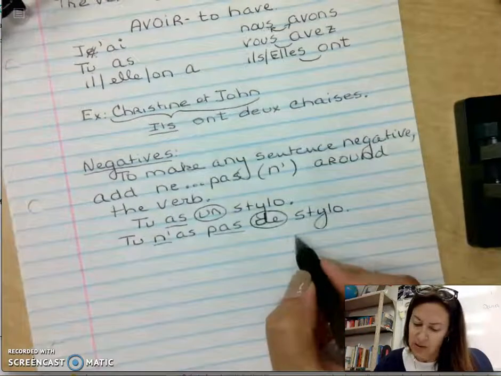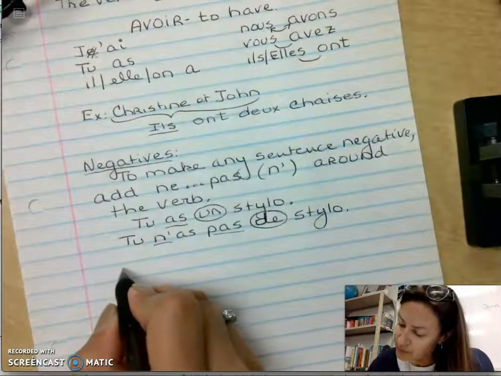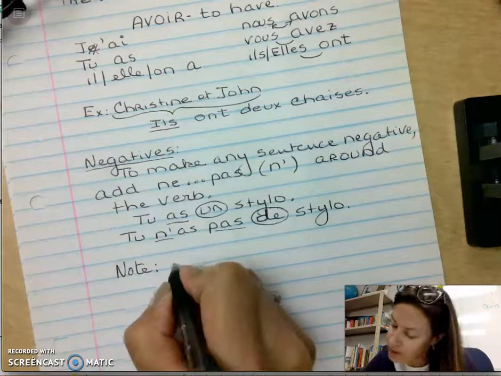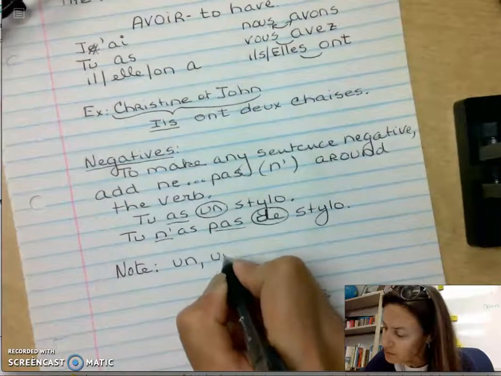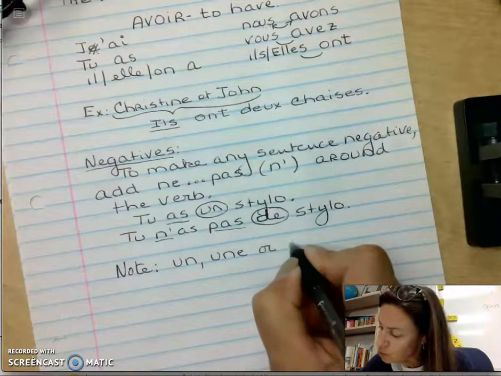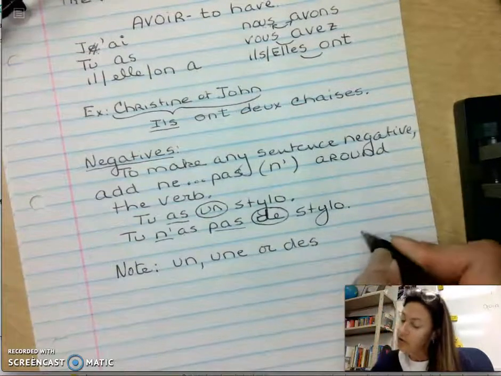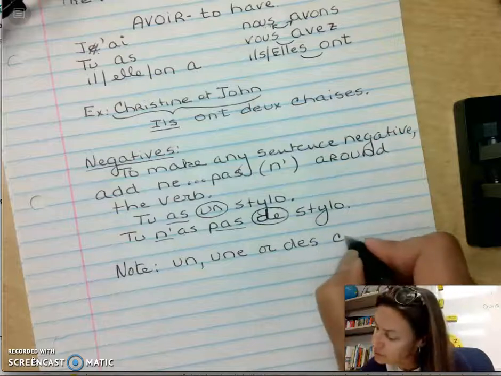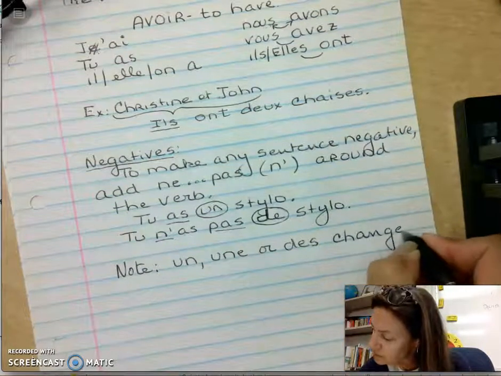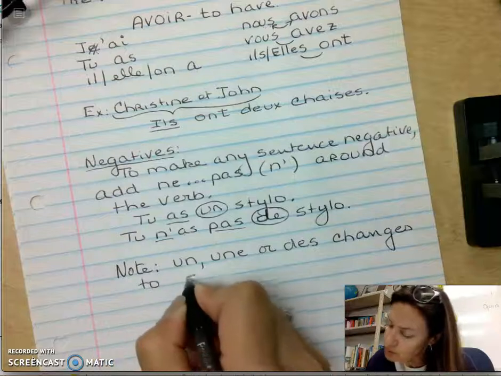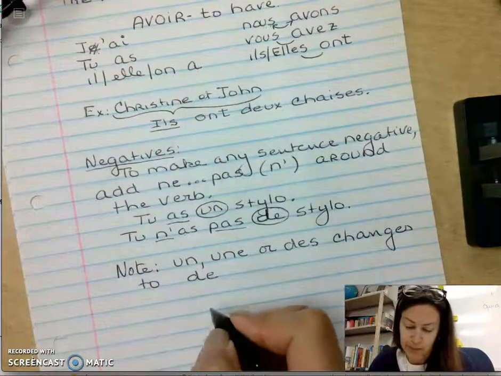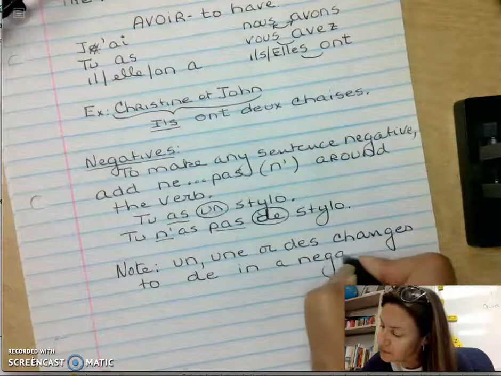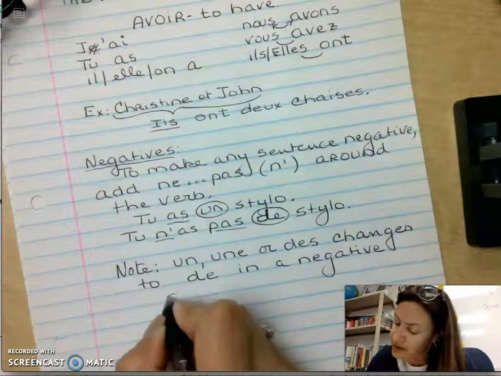The second part of the puzzle with a negative is, we'll write it as a note, okay? Un, une, or des, and if you remember, these are your indefinite articles. Un, une, or des changes to de, deux, in a negative sentence.